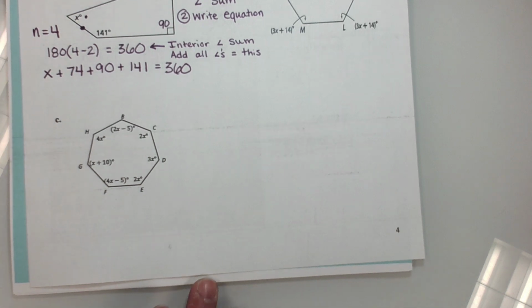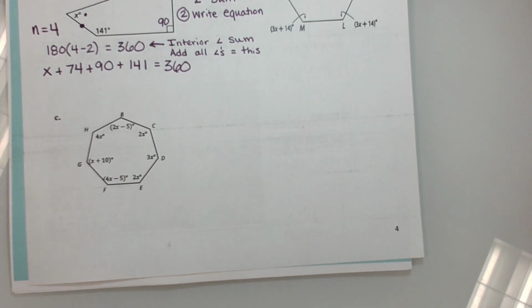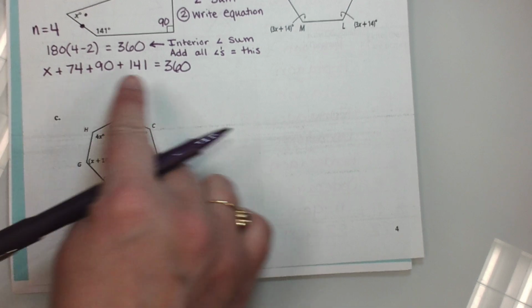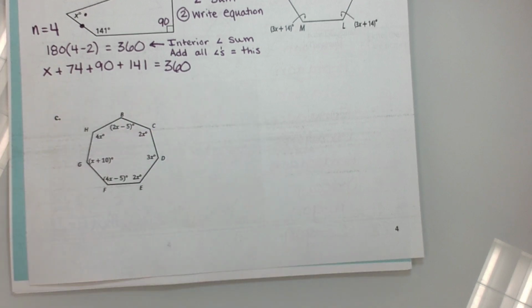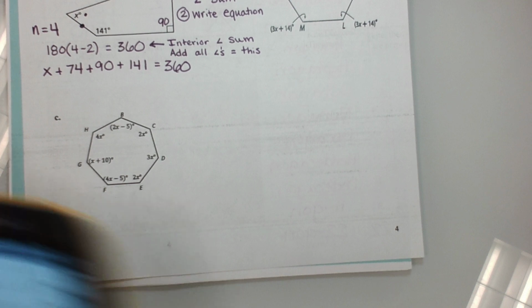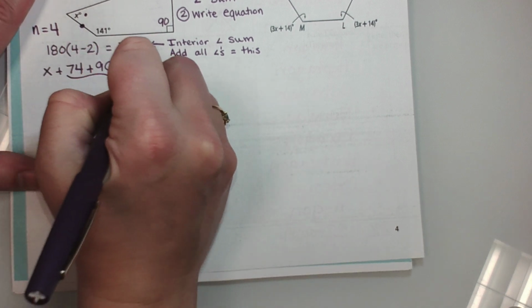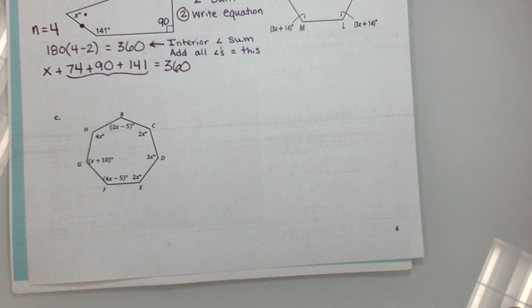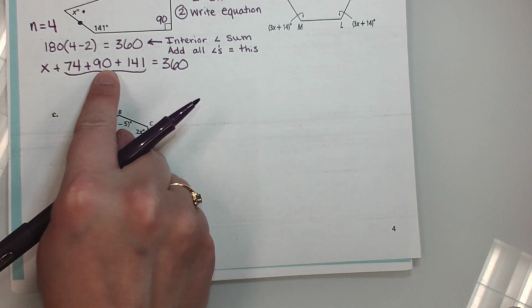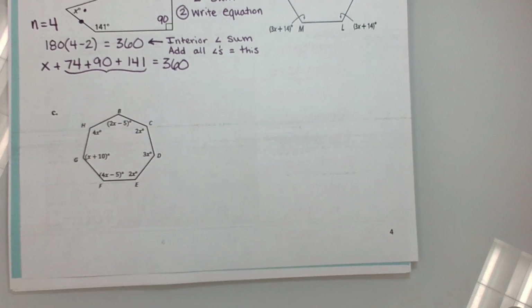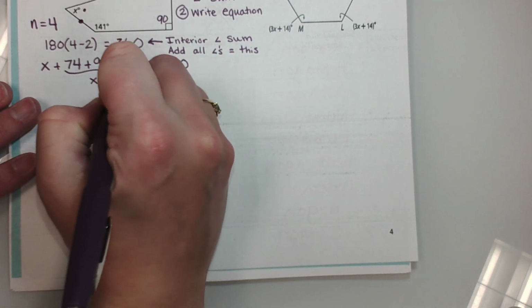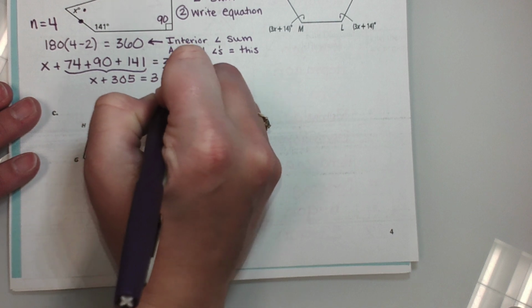Now that looks like a long equation, but does it look like a hard one? No. Mariana, if I want to solve this, what am I going to do first? I'm going to combine my like terms. I'm going to simplify it down, in other words. These are my like terms. If they're all on the same side of the equal sign, I do exactly what they say. And they say plus 74 plus 90 plus 141. 305. Yep. X plus 305 equals 360.